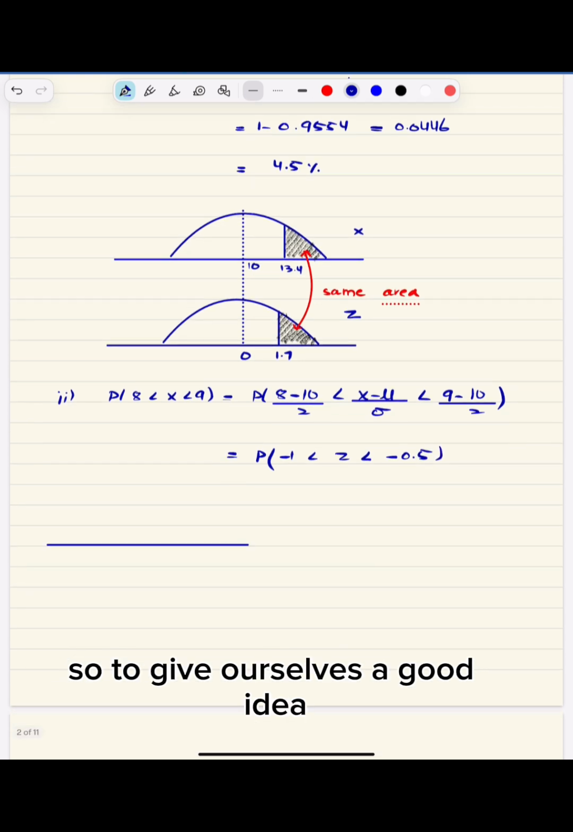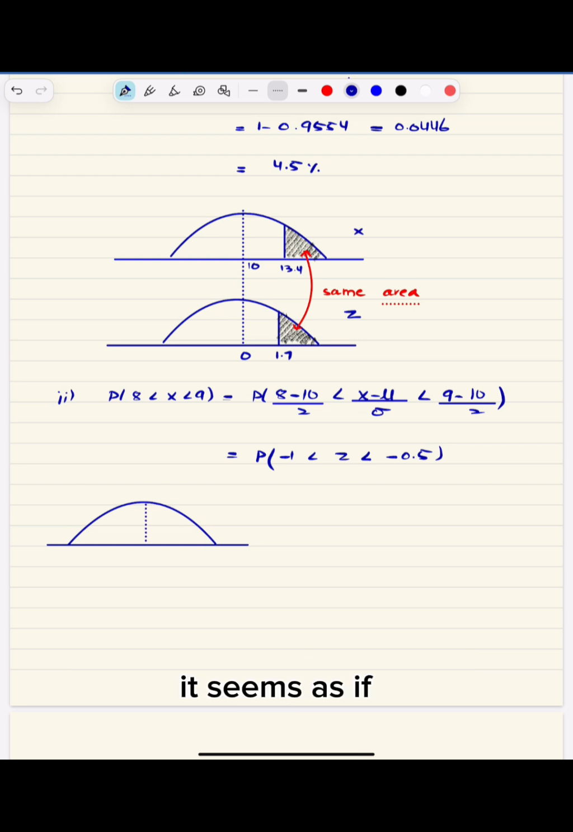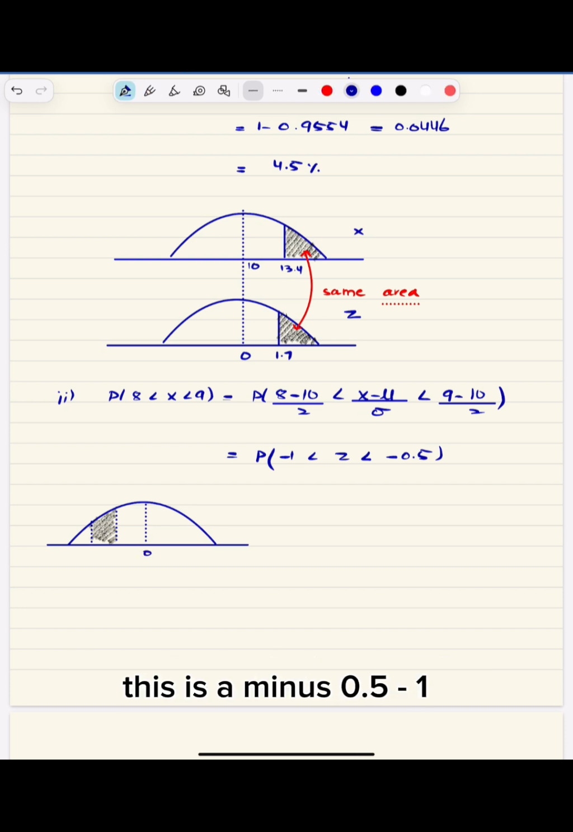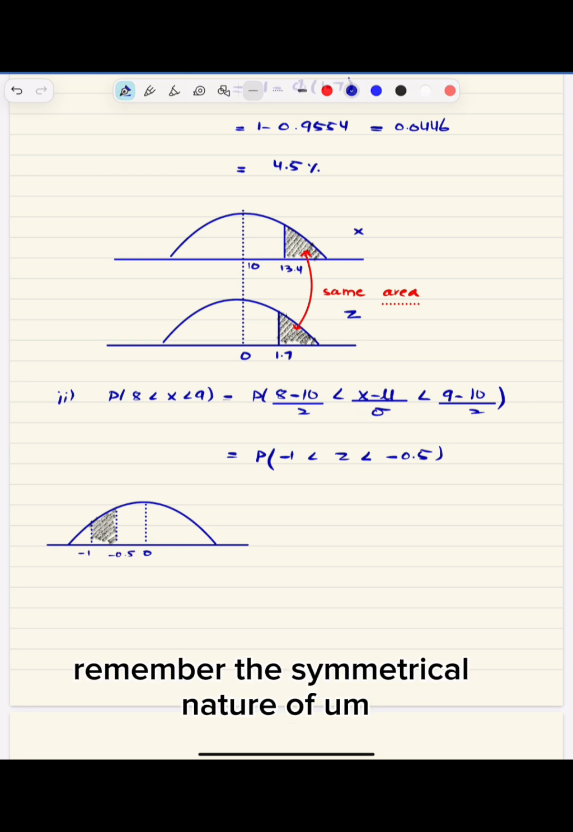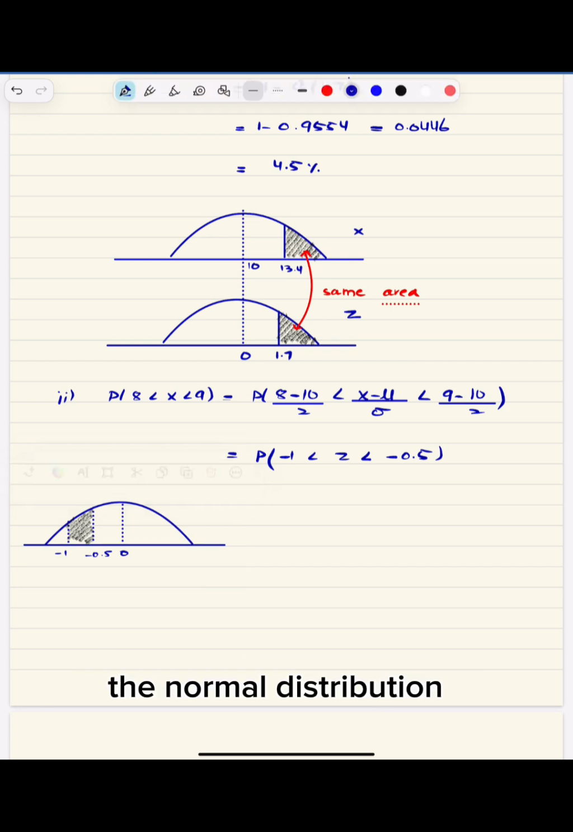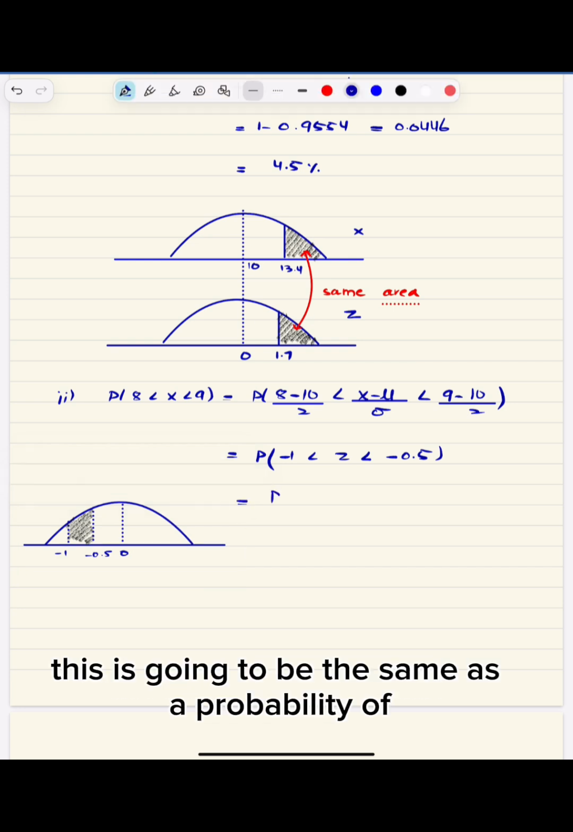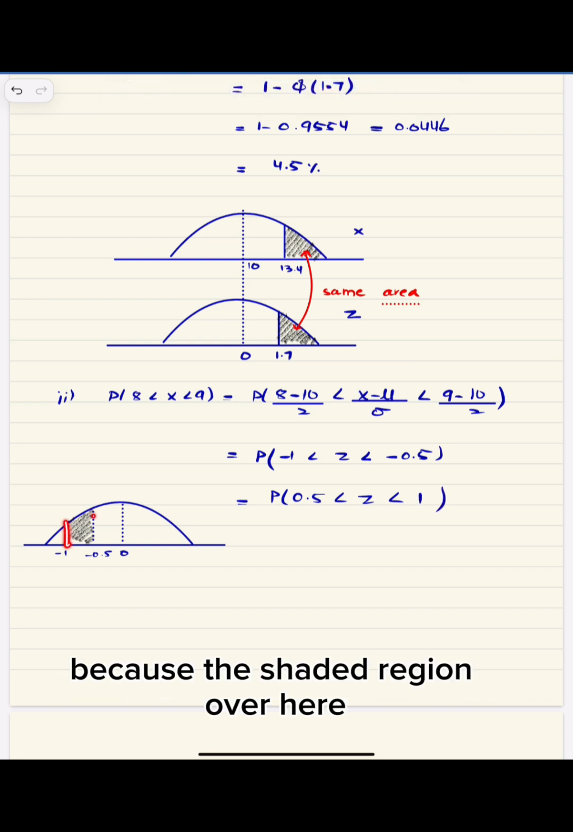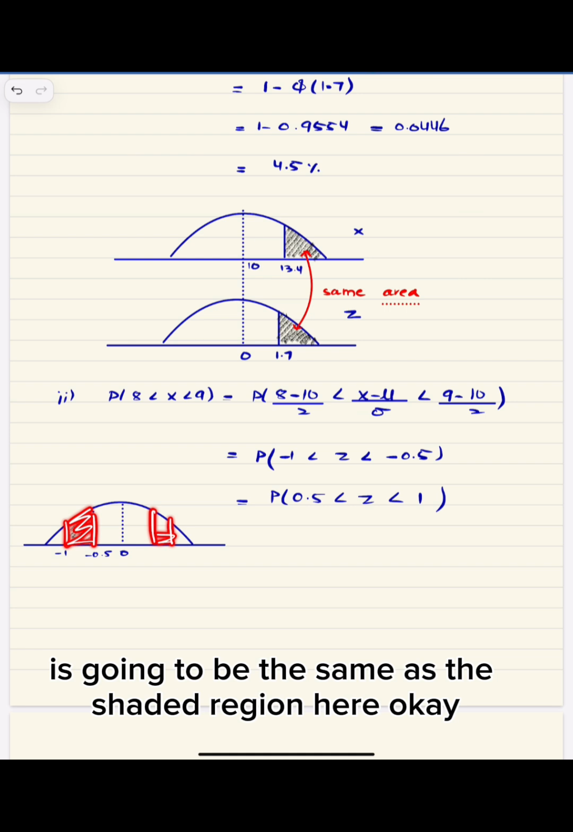Okay, so to give ourselves a good idea, it seems as if this is the shaded region that we want the area of. Because this is a 0, this is a minus 0.5, minus 1. Remember the symmetrical nature of the normal distribution. This is going to be the same as the probability of z lying between 0.5 and 1, because the shaded region over here is going to be the same as the shaded region here.